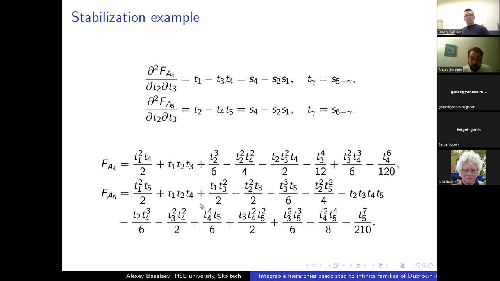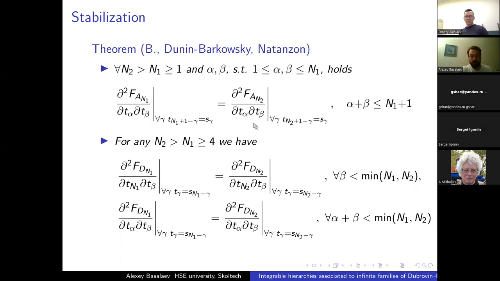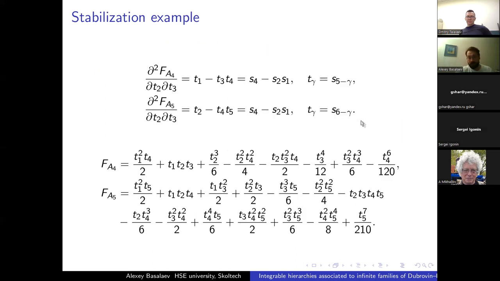For A5, t2, t3 gives me t2 from here, and also t4, t5 in here. So these are different expressions in t, but I have this substitution that is different, it depends on n. Here this is n1 plus 1 minus gamma, and here n2 plus 1 minus gamma. So after I take this substitution, I indeed receive the same polynomials. So we say that these potentials stabilize. This is a very important point for our construction, and it was actually unexpected.